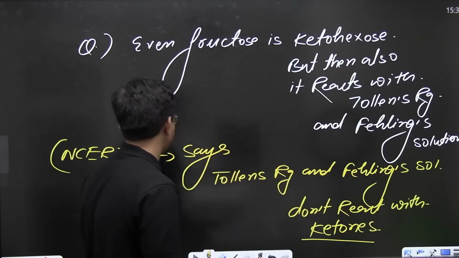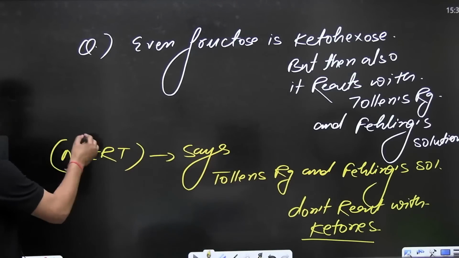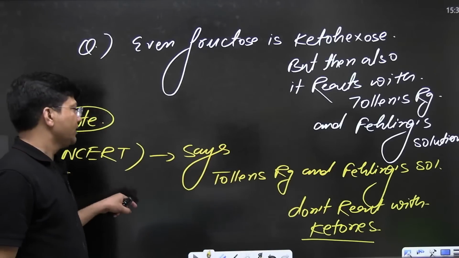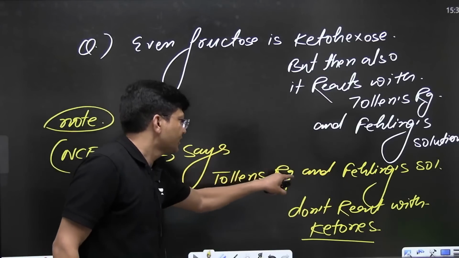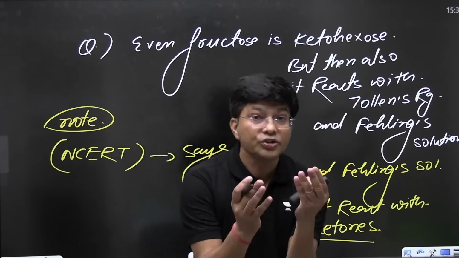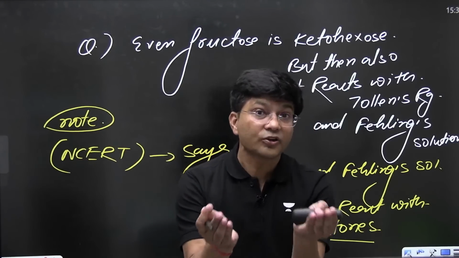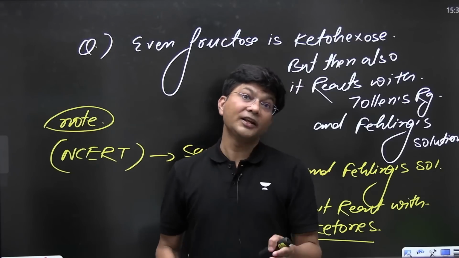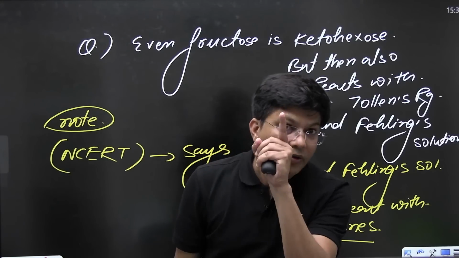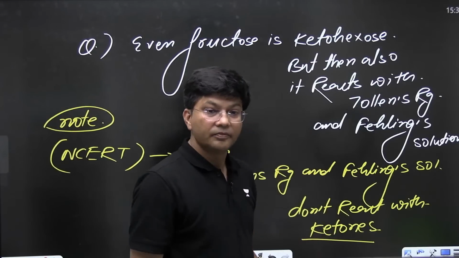Just do let me know in the chat section what I am writing. This is already written in your NCERT. This point to be noted, my lord. This is the most important note. Keep in your brain that NCERT says Tollens reagent and Fehling solution don't react with ketones. But the question arises, my dear students, how is this fructose going to react with Tollens and Fehling? This is the most important question. Now, I am going to tell you the basic and the mechanism behind it.